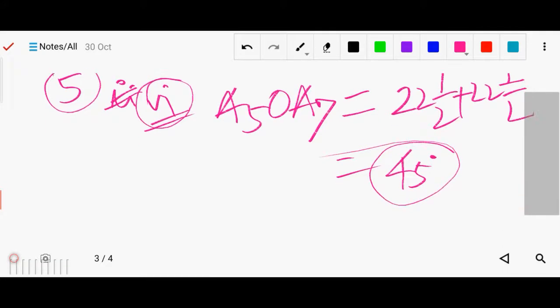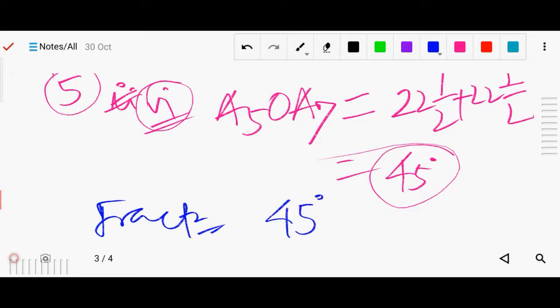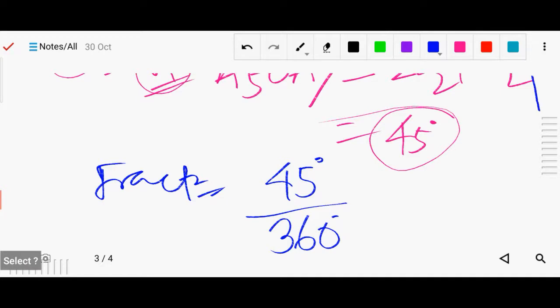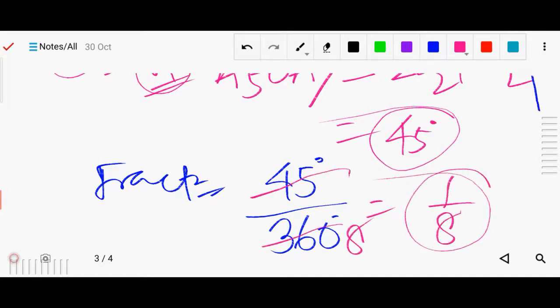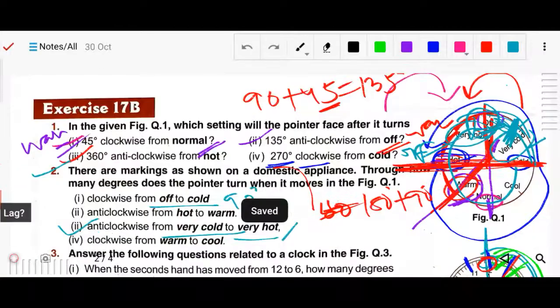Now for this 45 degrees we have to find the fraction. How will you find the fraction? This 45 degrees, and the total angle forming there is 360. So you can divide it, and it will be 8 times. So your answer is 1 by 8. Got it? This fraction is 1 by 8. Understood? Okay.